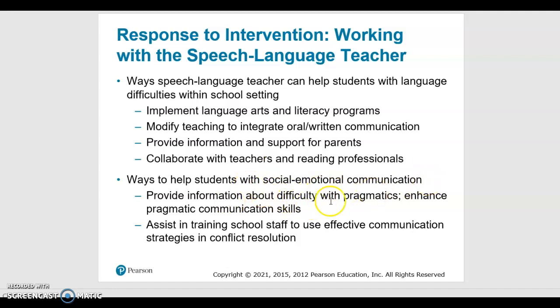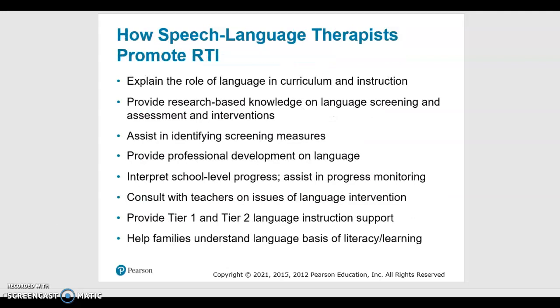Provide information about difficulty with pragmatics, enhance pragmatic communication skills, assist in training school staff, right, to use effective communication strategies and conflict resolution. For all students, and going back to that positive behavioral intervention support as opposed to, okay, I'm going to tell you everything you're doing wrong. Let's look at what they are doing right and think about ways that we could use effective communication strategies if we need to resolve some conflicts. I tell you, sometimes I just combine a lot of words, just so y'all know.